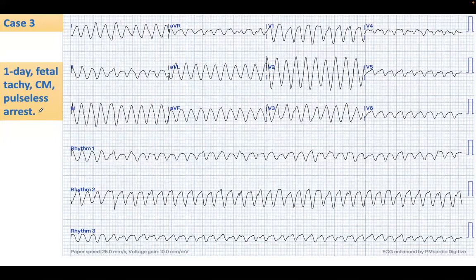A 1 day old patient, an interesting patient. This patient had fetal tachycardia, unclear, and the mother was given flecainide, and then the baby was born. No flecainide was resumed, but soon afterwards, within the same day or I think the next day, the patient became pulseless and had this ECG.